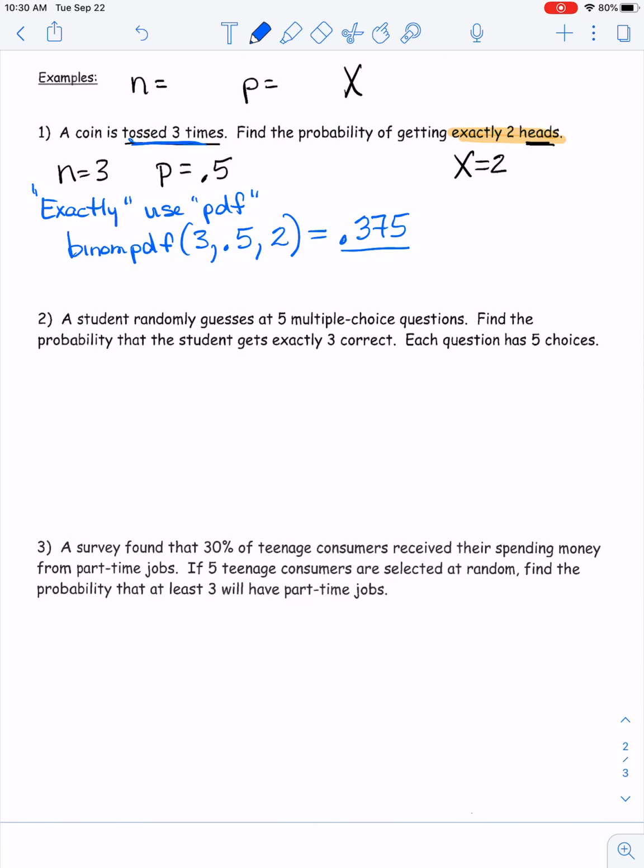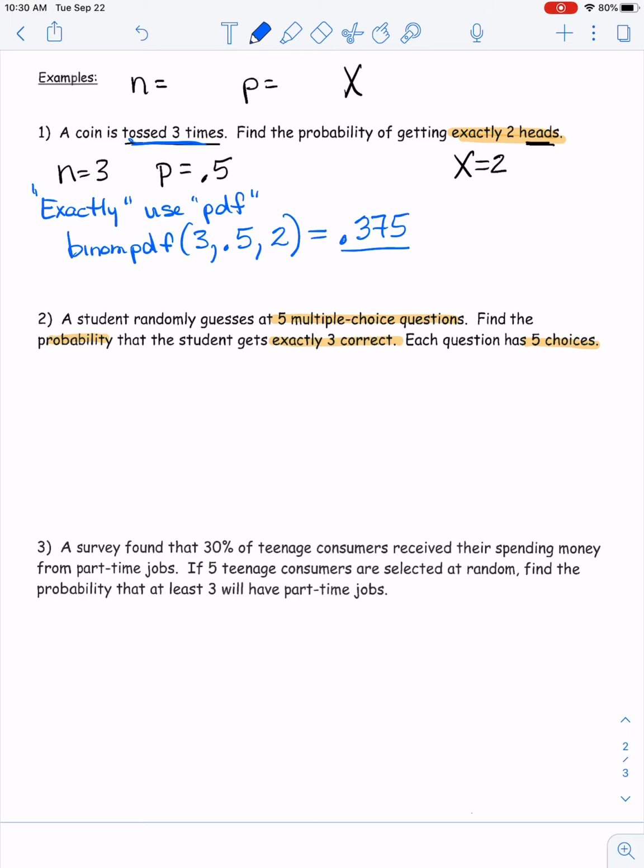All right, let's try another one. A student randomly guesses at 5 multiple choice questions. Find the probability that the student gets exactly 3 correct. Probability exactly 3 correct. Each question has 5 choices, and there are a lot of 5s in this one. 5 multiple choice questions.